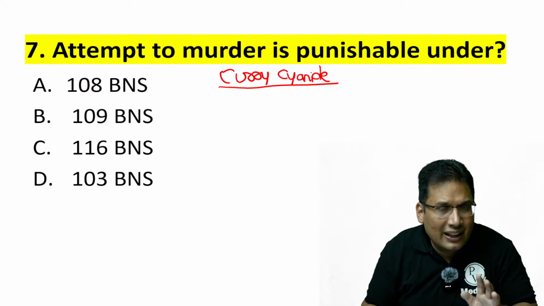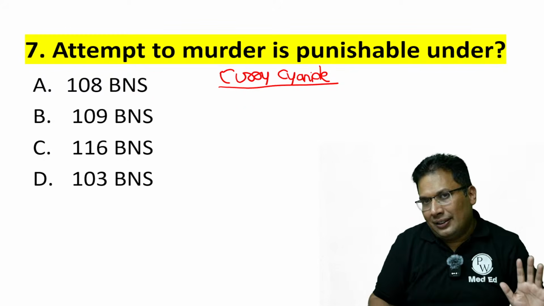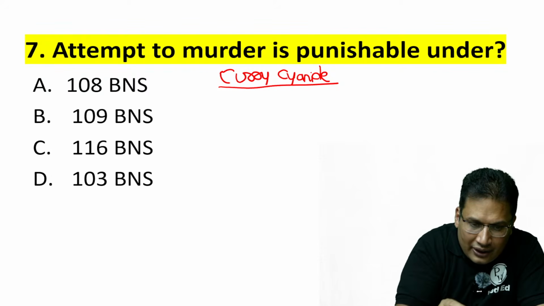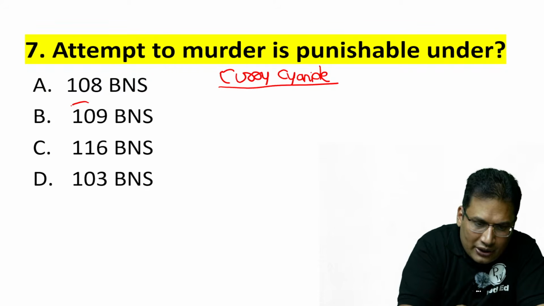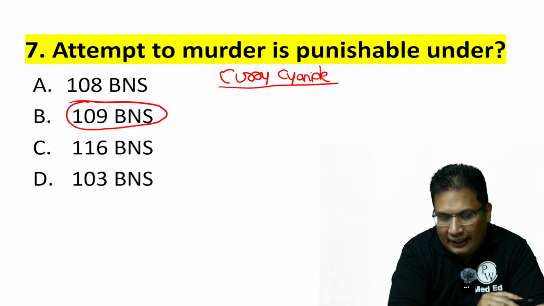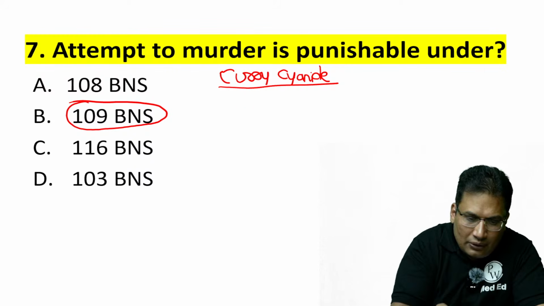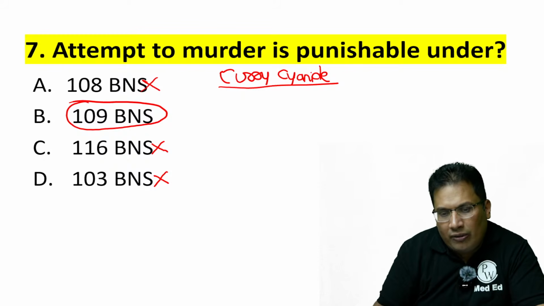Attempt to murder, the difference from murder is that in murder there is death of the person, in attempt to murder there is no death of the person. So what is the difference? Death. What is the answer? 108 is written, 109 is written. Yes, 109 is the correct answer. Good, many answered. 103 is murder. 116 is grievous hurt, and 108 is not required for your exam.